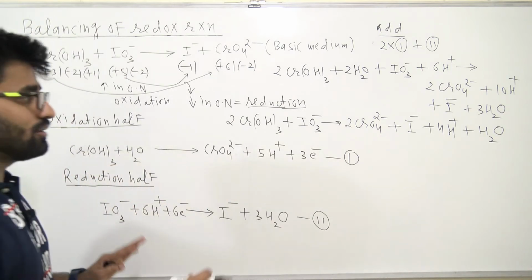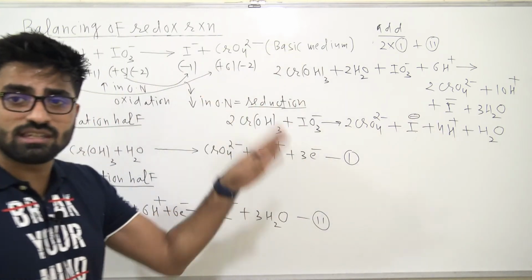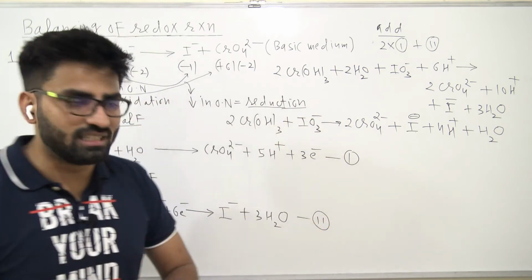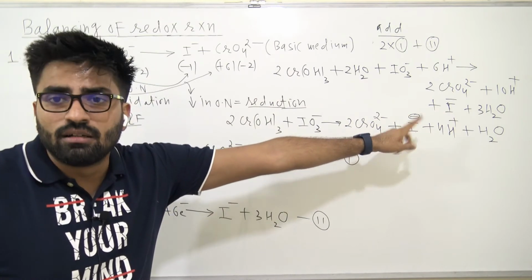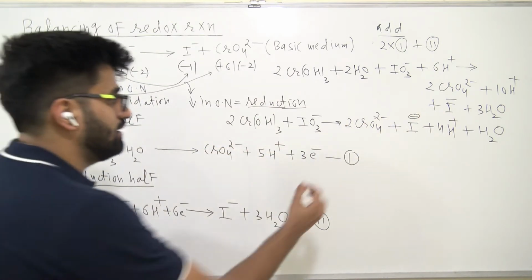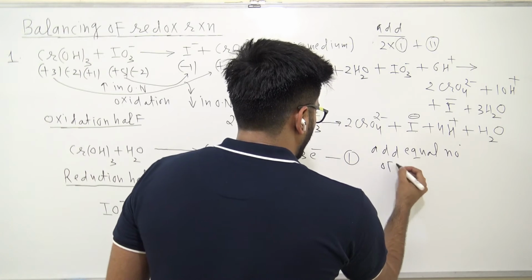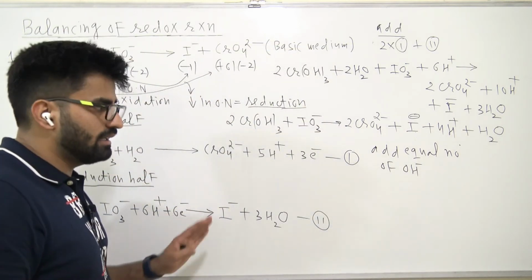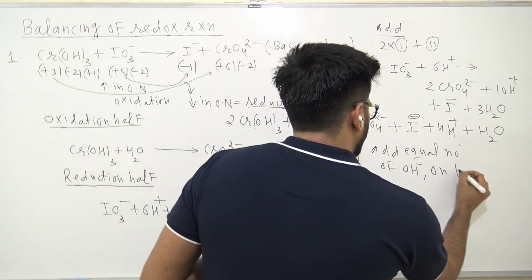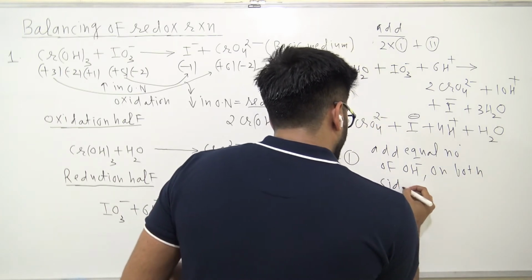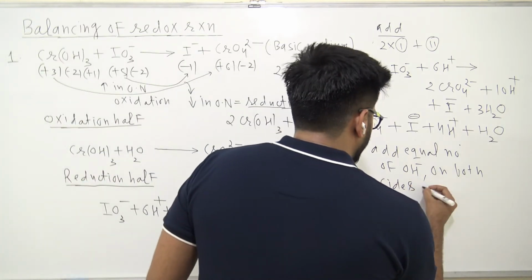Now, they are not asking you to balance in acidic medium. They are asking you to balance in basic medium. So let me tell you the last magical step that will transform this reaction into basic medium. Now, how many H plus are there? There are 4 H plus. So in the last step, add an equal number of OH minus on both sides, as that of H plus.